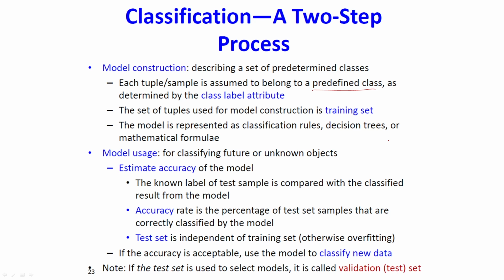There are two steps, it is a 2-step process. First, you have to develop a model. Model means basically algorithm, right? So, these are the different algorithms we always discuss. In model construction, the first thing in machine learning is training or learning, and that is why you have to describe a set of predetermined classes, and each sample or instance will be assumed to belong to a clearly predetermined class, and that is defined by the class attributes.